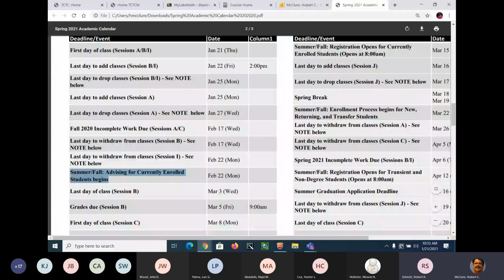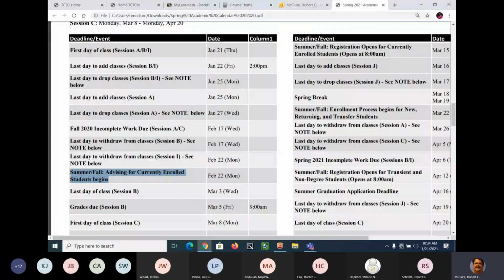Summer fall advising for currently enrolled students. What is that called? What does that mean? Picking classes for next semester. Exactly. That's when you, as an attending student, go to your advisor, get an appointment with your advisor through Starfish, and you get registered for classes, or you get unlocked to register for classes.